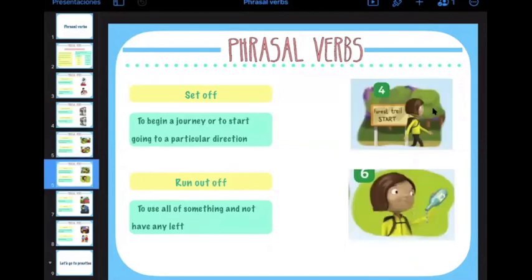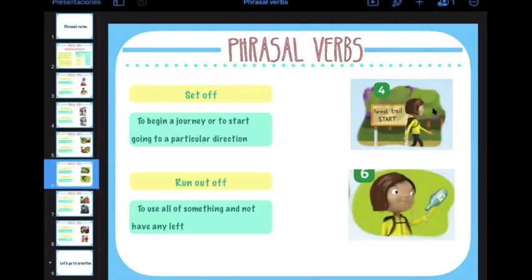On the other hand, we have set off and run out of. Set off es partir o comenzar o cuando vas a salir por ahí. Okay? You prepare, you do something, and you set off to one place. On the other hand, run out of is to use all of something. Por ejemplo, if you drink a bottle of water entirely, you run out of it. Quiere decir que te la acabas. ¿Entendido?